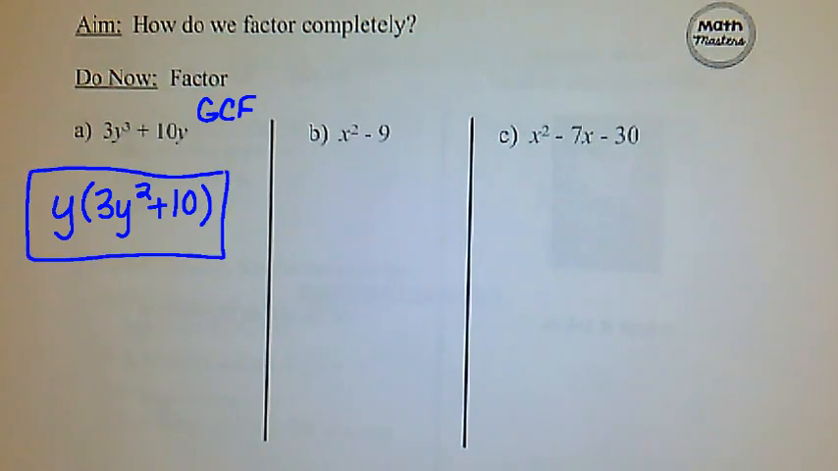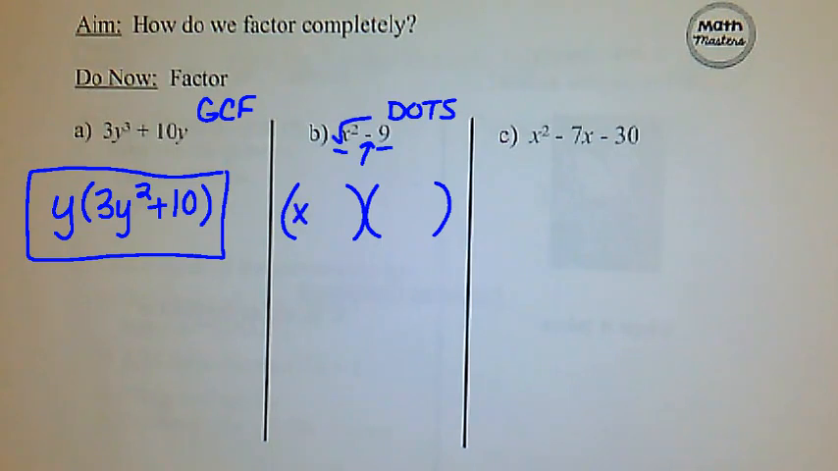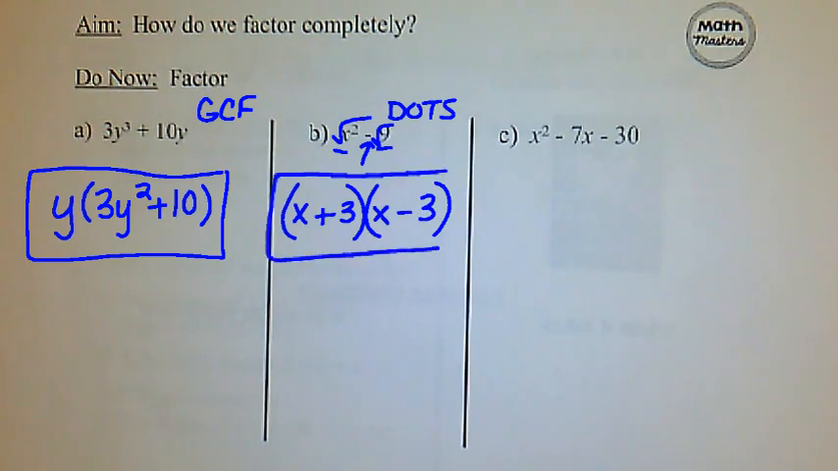The next one, hopefully you're noticing this is a perfect square, this is a perfect square, and it is subtraction. So we are going to use difference of two squares, dots. Open your 2 sets of parentheses, square root of the first, x and x, square root of the second, 3 and 3, 1 gets a plus, 1 gets a minus.